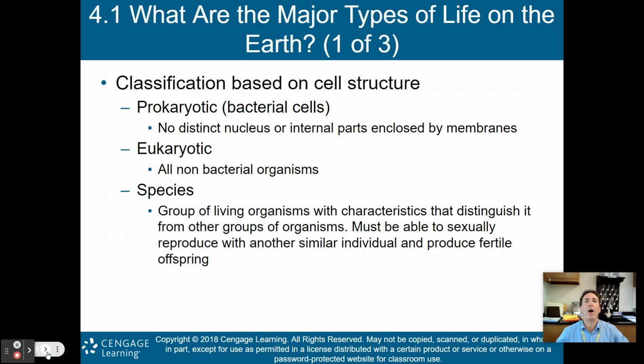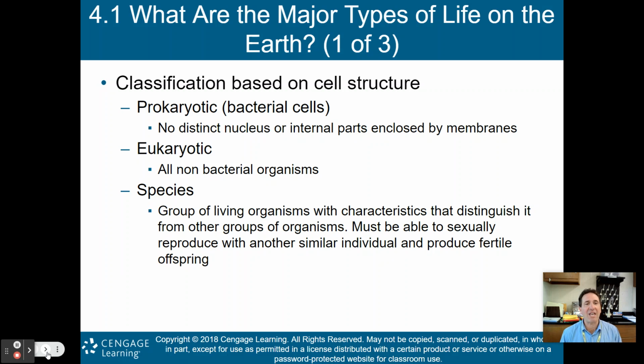First things first, what are the major types of life on planet Earth? Well, we classify life based on cell structure. We have prokaryotic cells. Those are your simplest cells, your bacterial cells. They have no distinct nucleus or internal parts enclosed by membranes. And then we have our eukaryotic cells. These are all non-bacterial organisms, like the cells that we have, and they're going to have a nucleus and they're going to have internal parts enclosed by membranes.